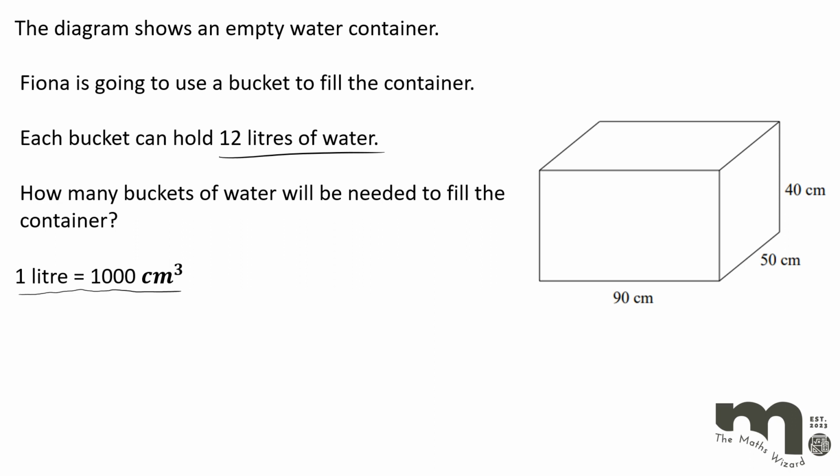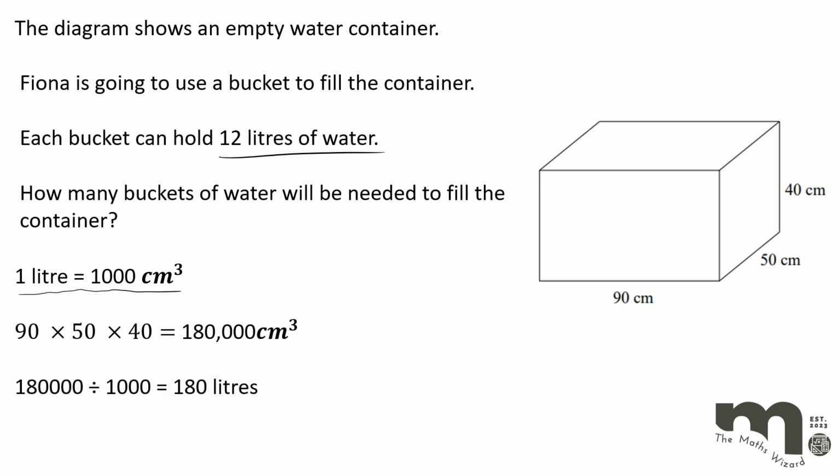Okay, let's have a look at the solution to this. So if we do the volume of this cuboid by doing 90 times 50 times 40, that will give you 180,000 centimetres cubed. If we divide that by 1,000, that tells you the container holds 180 litres. And then if we do 180 divided by 12, that tells you you're going to need 15 buckets to fill the container.